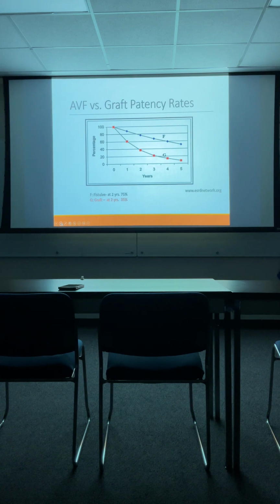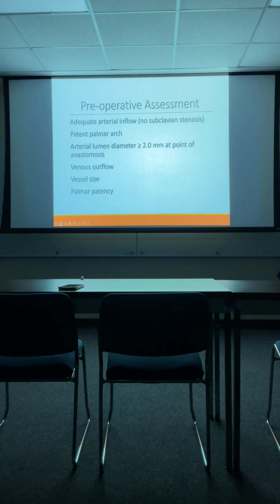So this chart shows patency rates at 2 years. Fistulas are about 75% patent at 2 years, versus grafts, of which only 35% are patent after 2 years. So grafts tend to have a really high fail rate and a low patency rate. So really fistulas should be the preferred method, which the U.S. is slowly trending towards.